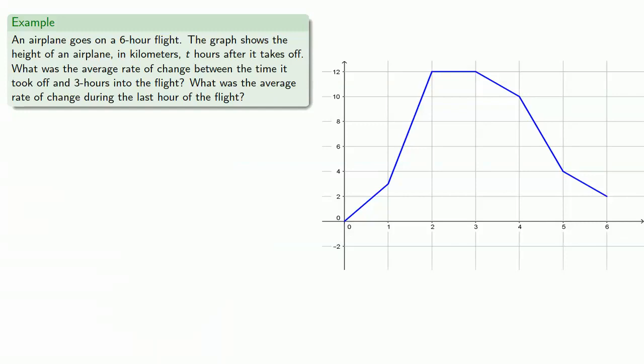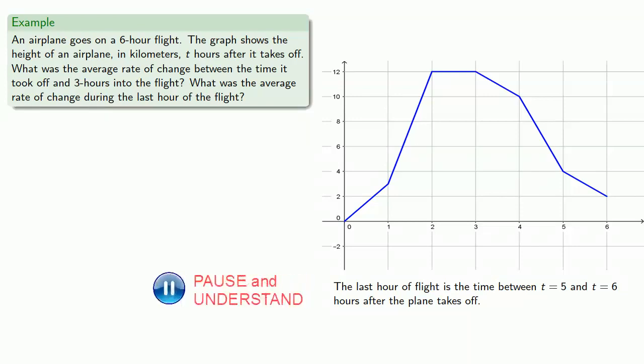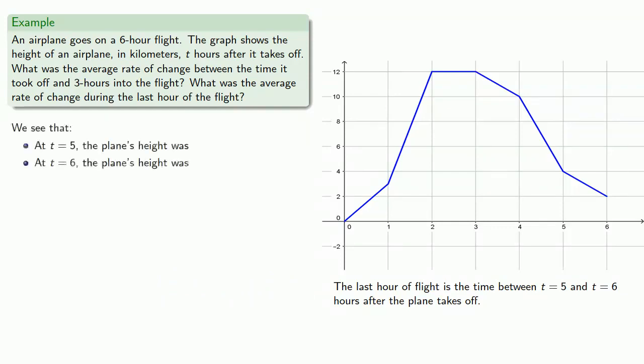How about during the last hour of flight? Since the flight was 6 hours, the last hour of flight is the time between t equals 5 and t equals 6 hours after the plane takes off. And so we want to know the plane's height at t equals 5 and the plane's height at t equals 6. And these are 4 kilometers and 2 kilometers.